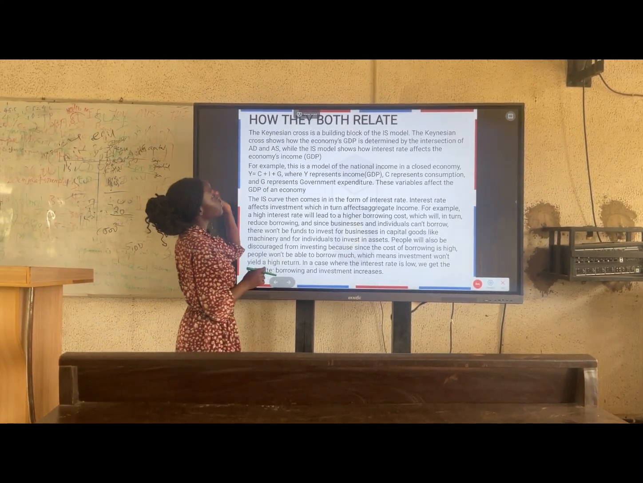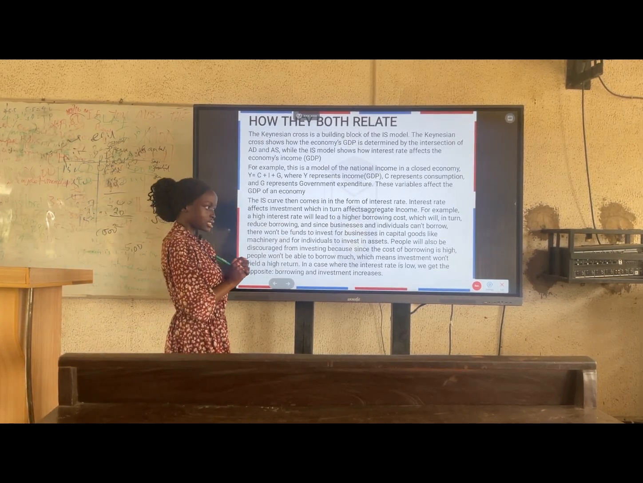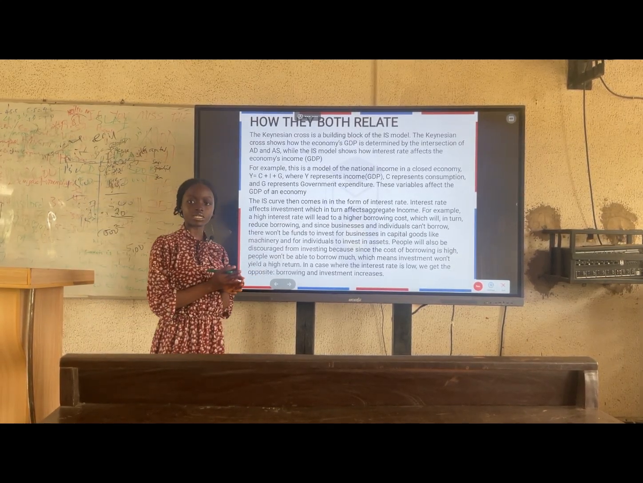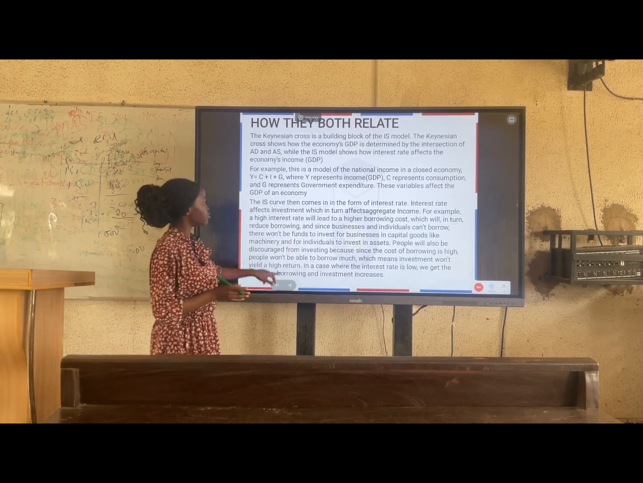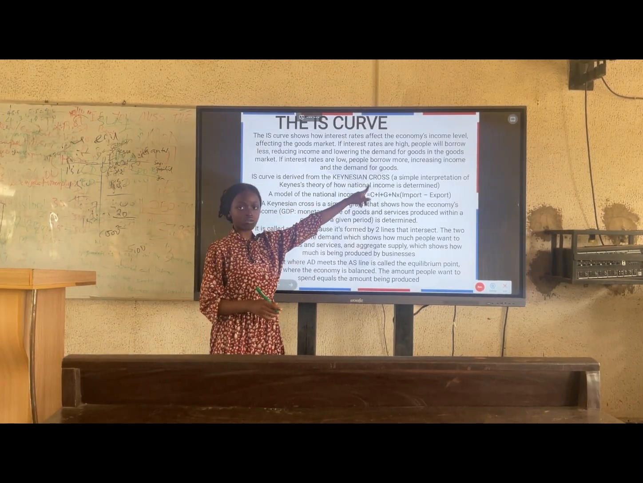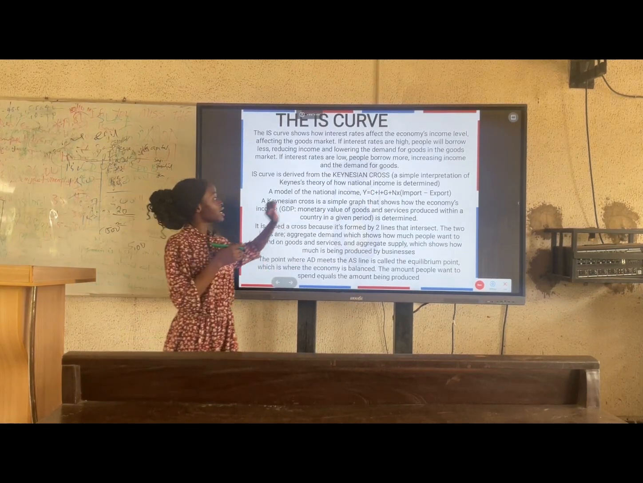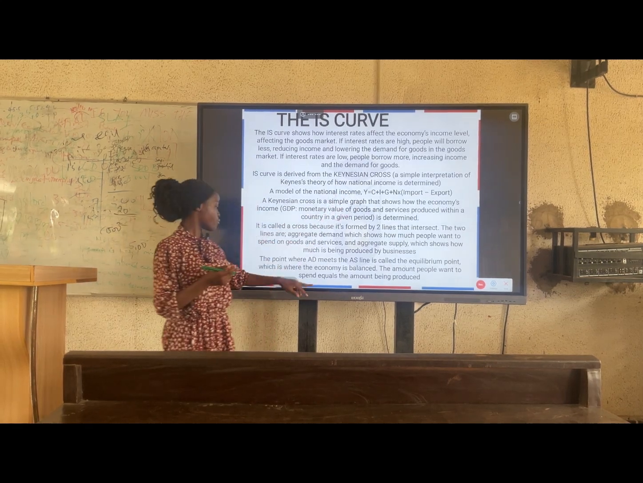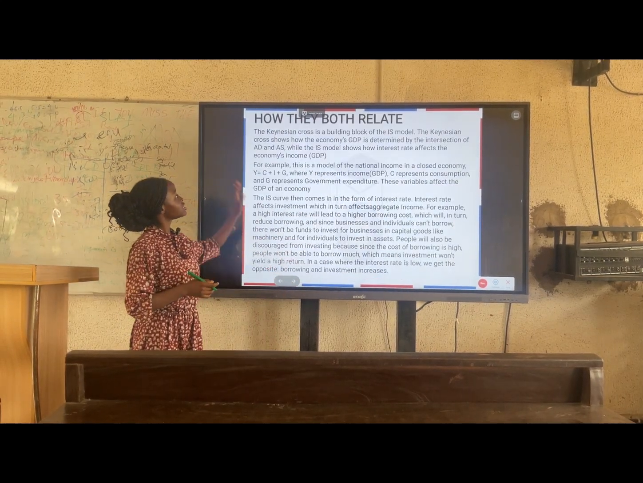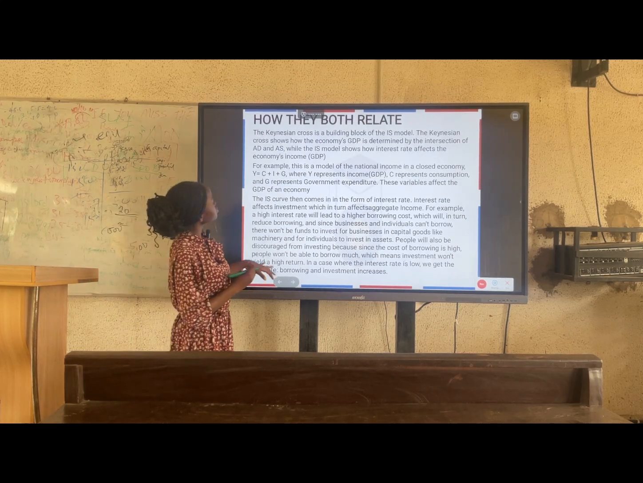Okay. How do the IS curve and the Keynesian cross relate? The Keynesian cross is the building block of the IS model. It's a building block in the sense that we have investment as a component in the Keynesian cross, and in this other model, we have investment as a component. Where the IS curve comes in is that interest rates affect investment, which in turn affects the income. So this is why the Keynesian cross is a building block of the IS model.